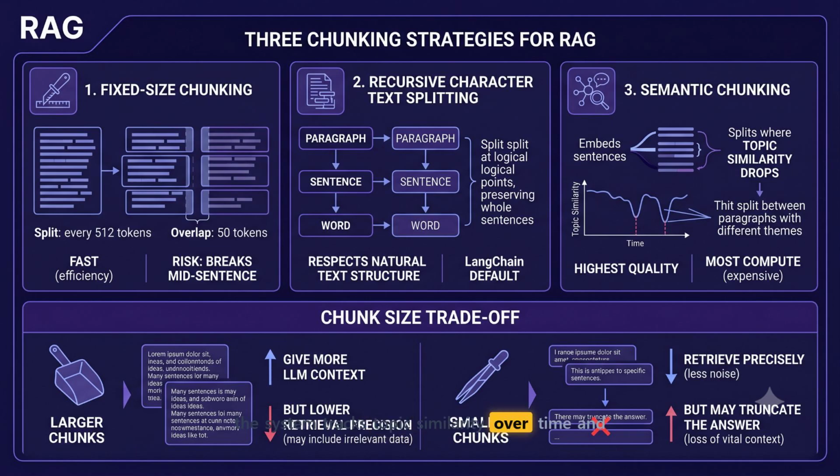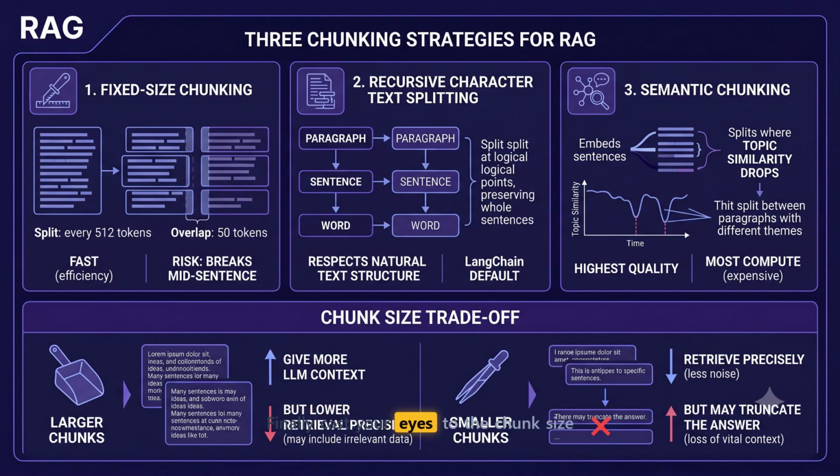The system tracks topic similarity over time and triggers a split only when the topic similarity drops off a cliff. It groups by theme, making it incredibly precise, though it requires the most compute power because you are running embeddings just to slice your text.